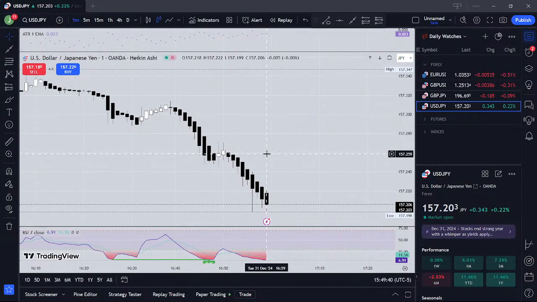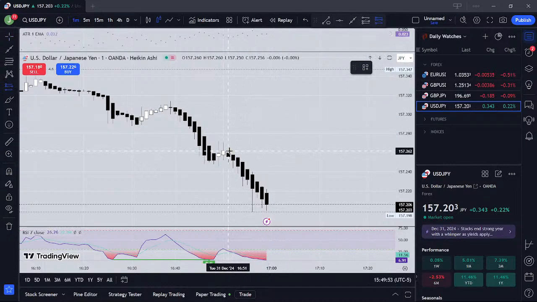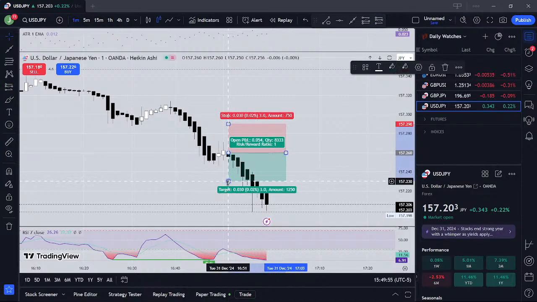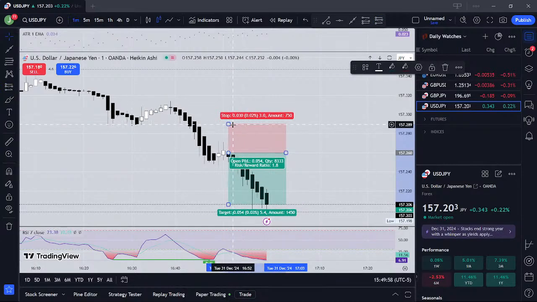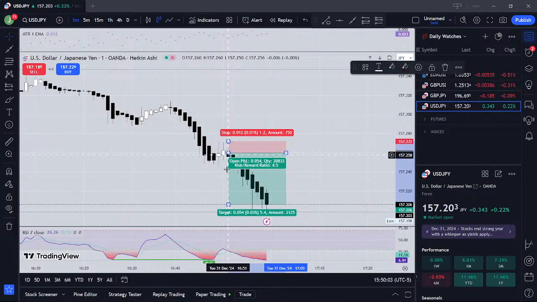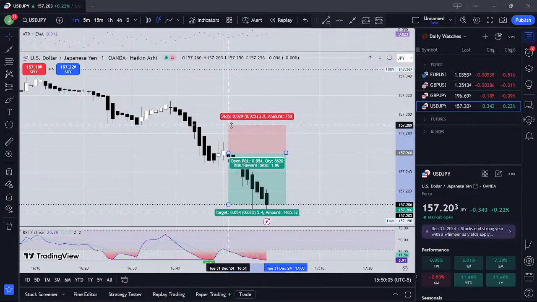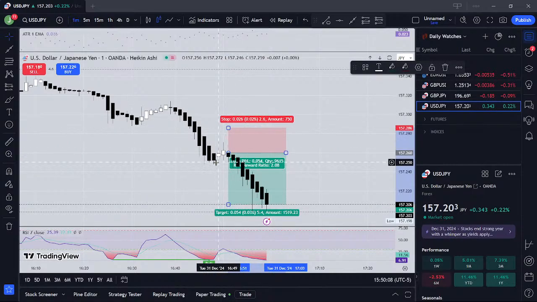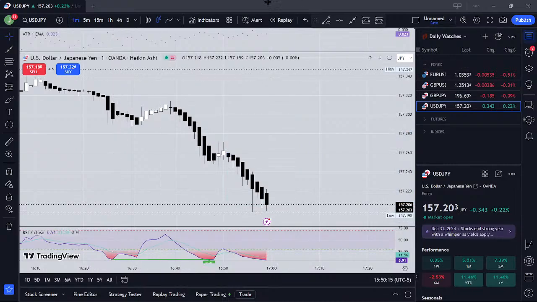So here, I'll probably have entered once this closed. If I was going to go short, I'll probably do a basic 2:1. 2:1, I think this never fails you. Set the stop loss here. It never fails you, apparently, but I'm not too sure about that. It's just a strategy.